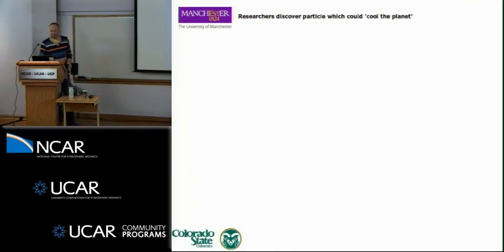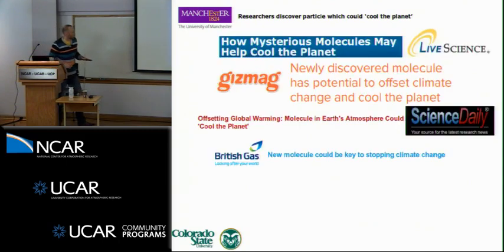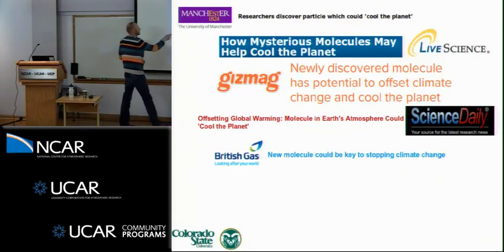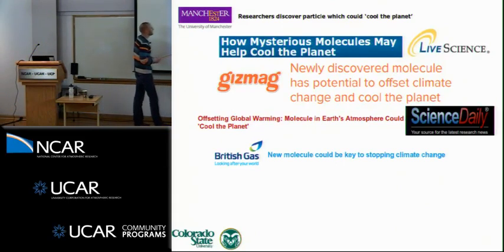So after this initial press release, if you search for Criegee intermediate, you'll get all of these news stories that come up, and it's really, really entertaining. So if you just click on, within like the first 2 pages of Google hits, you get things like, how mysterious molecules may help cool the planet, newly discovered molecule has the potential to offset climate change and cool the planet, offsetting global warming, molecule in the Earth's atmosphere could cool the planet, and the new molecule could be the key to stopping climate change.